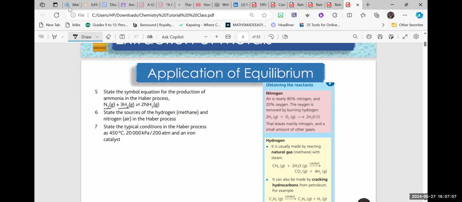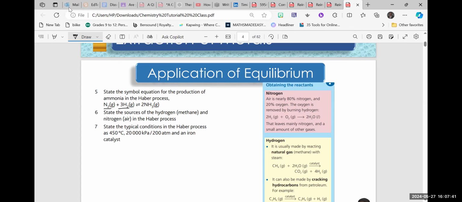So they will ask you what are the sources of nitrogen and hydrogen. Of course, you know nitrogen is found where? What's the source of nitrogen? The air. Air is a mixture of gases, right? You know the percentages of gases we have in air. Oxygen 20 or 21%, nitrogen, 79 or 80%. So nitrogen is abundant in air. So air is a source of nitrogen.